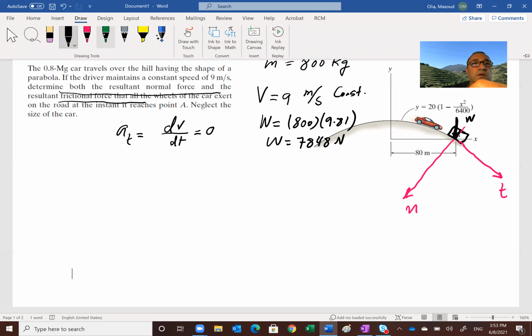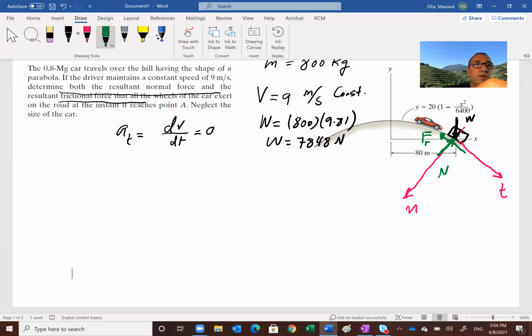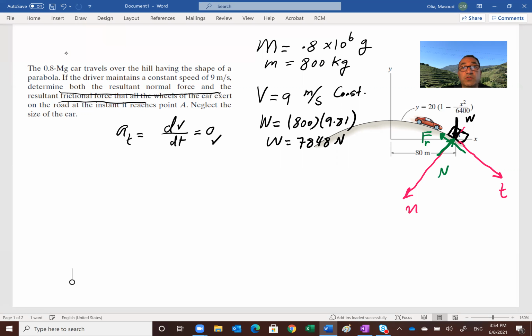Well, you have a normal force, which would be perpendicular to the surface at point A. And you have a frictional force, which is opposing the direction of motion. We can call this F sub R or F sub F, whatever you want to call it. So basically that's the free body diagram and nothing else. Now, we already know our tangential acceleration is zero, which is good news. And we have a normal acceleration.